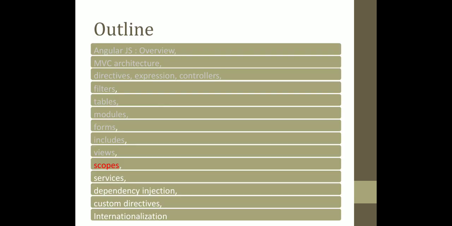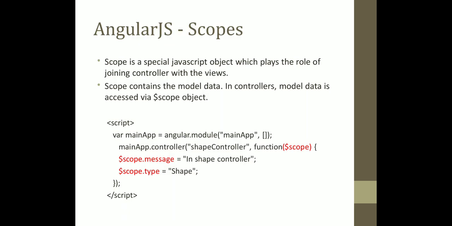Okay, so the next part is scope. Scope is also a tool, or the object that refers to the application model. Okay, and it is the glue between the application controller and the view part. Both the controllers and directives have a reference to the scope, but not to each other. And it is an execution context for expressions and is arranged in hierarchical structures. So scope is a special JavaScript object which plays the role of joining the controller with views.